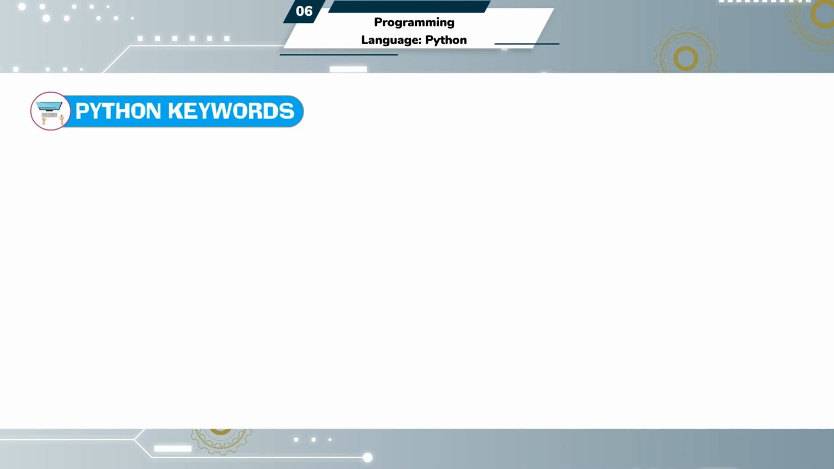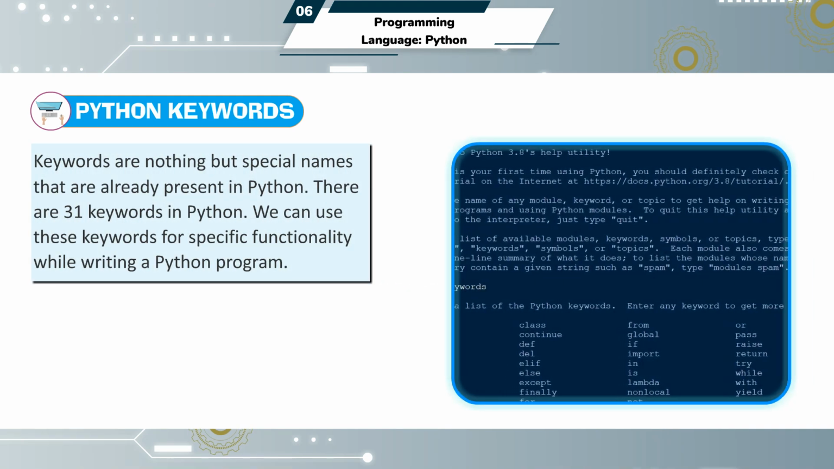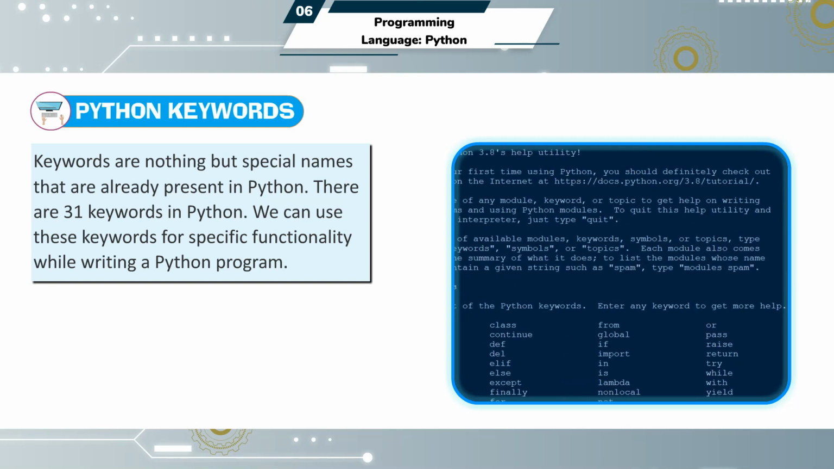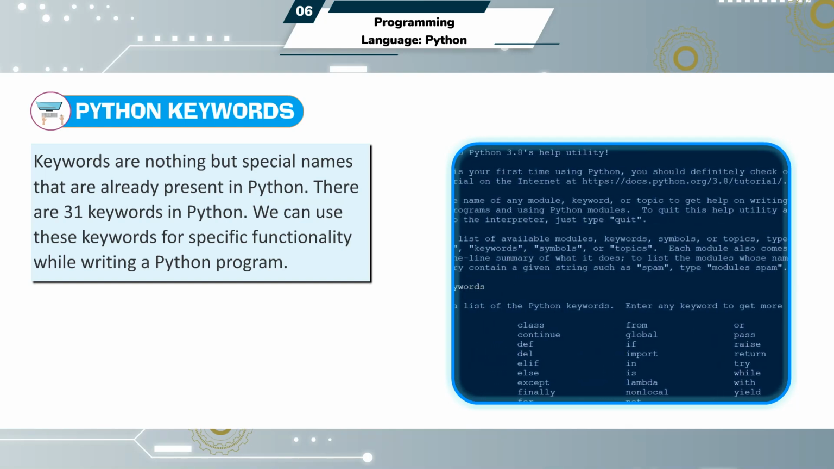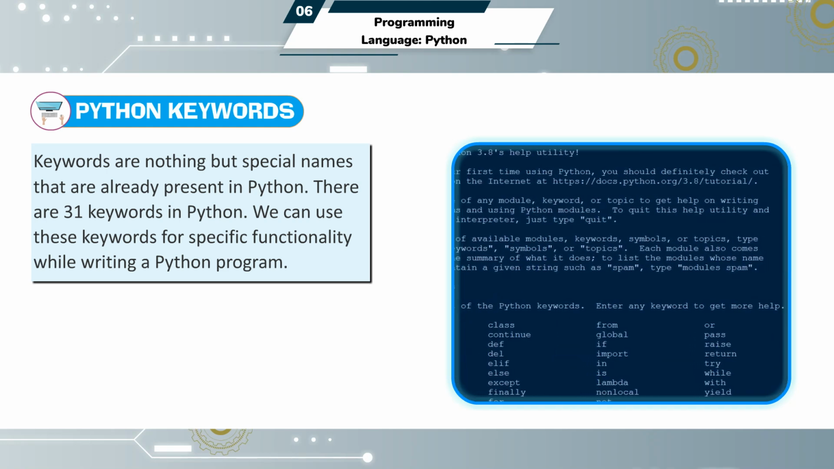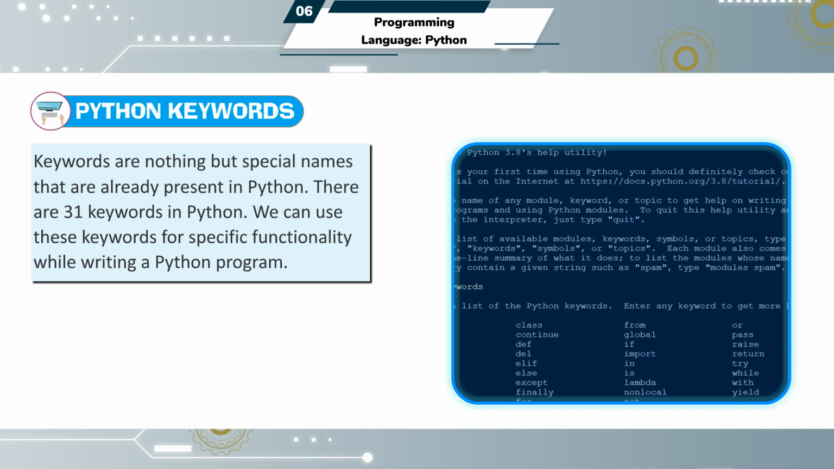Python keywords. Keywords are nothing but special names that are already present in Python. There are 31 keywords in Python. We can use these keywords for specific functionality while writing a Python program.